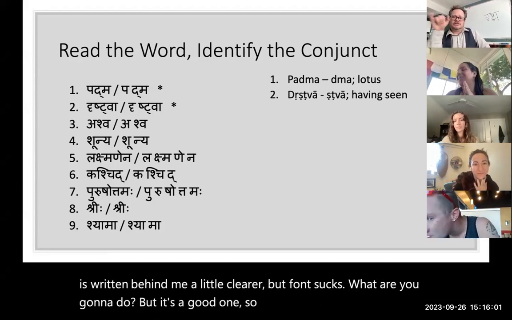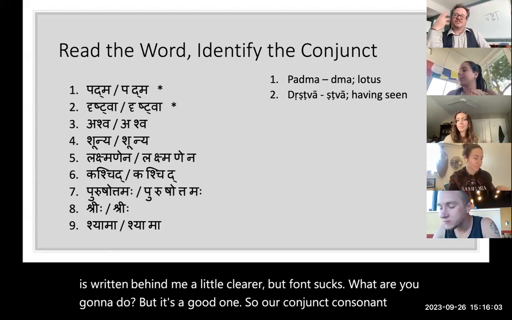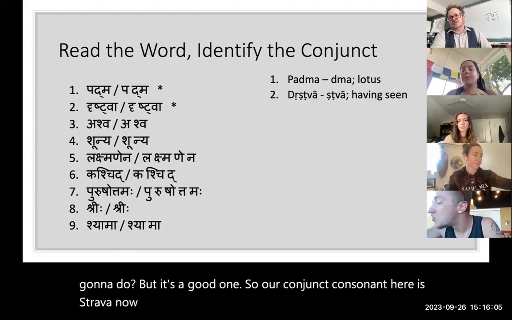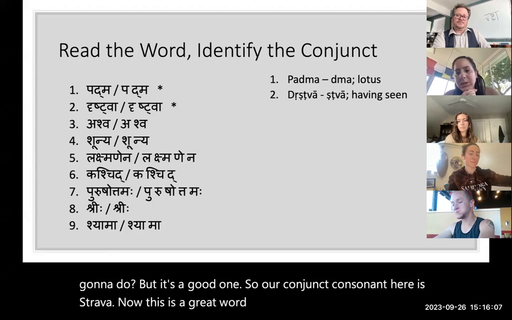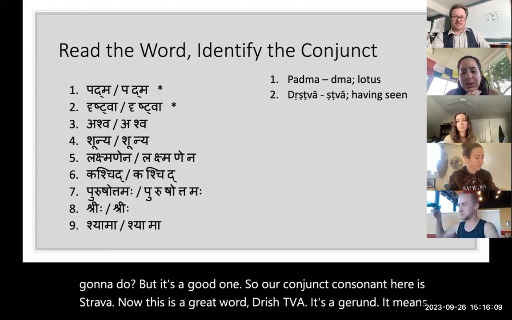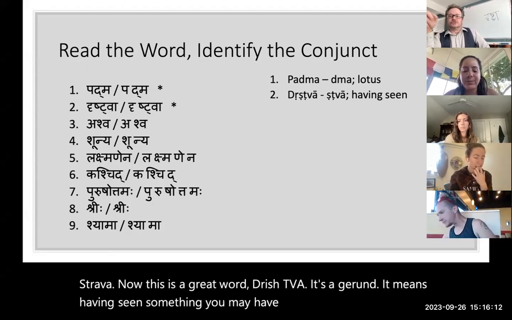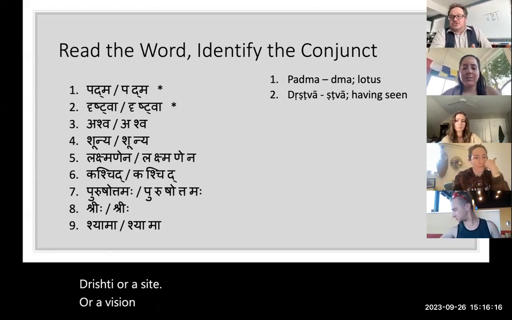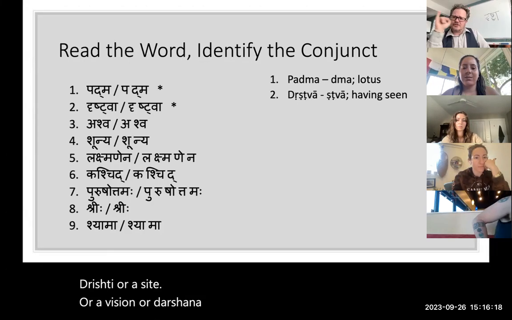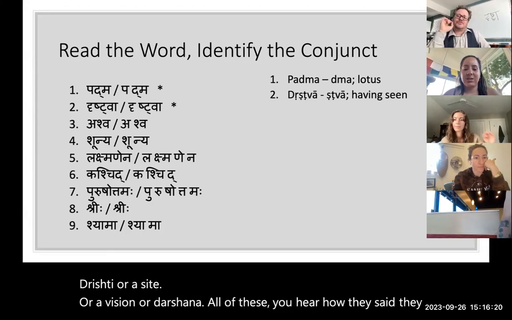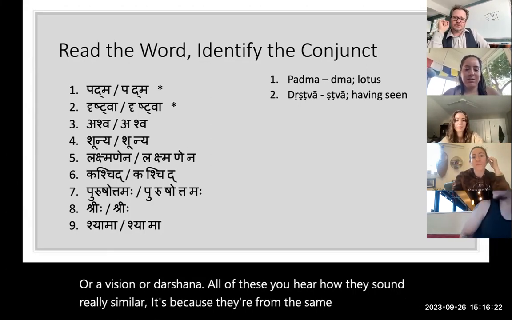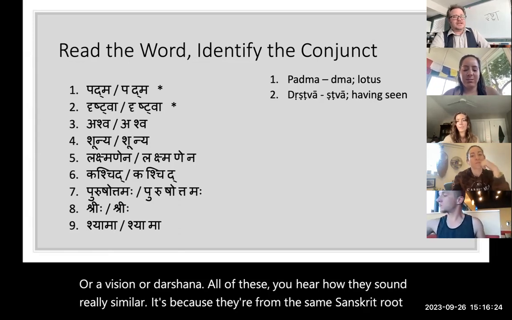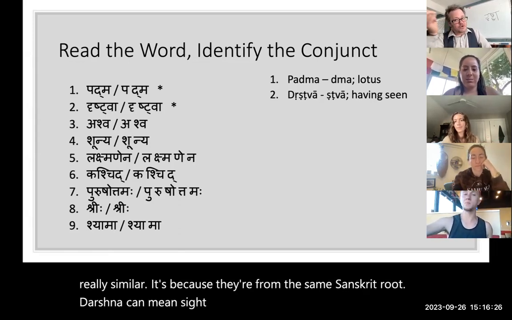So our conjunct consonant here is štva. Now, this is a great word. Drishṭva, it's a gerund. It means having seen something. You may have heard the term before, drishti, or a sight, or a vision, or darshana. All of these, you hear how they sound really similar? It's because they're from the same Sanskrit root. Darshana can mean sight. It can mean a mirror.